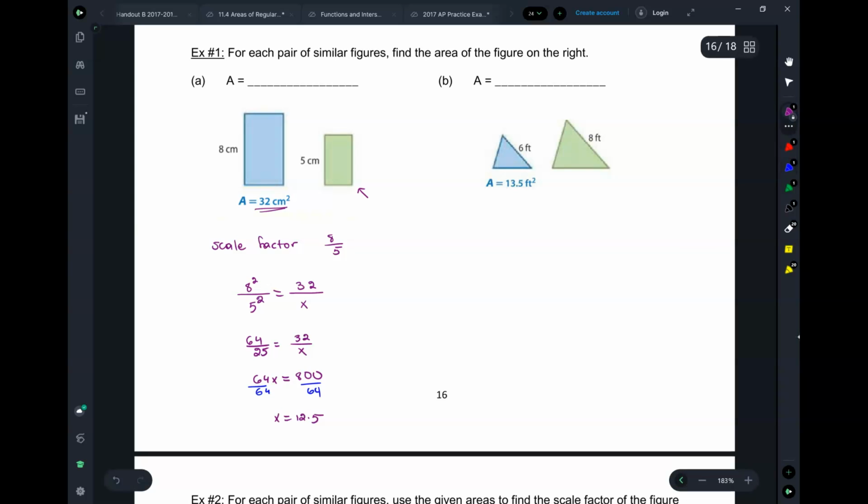Scale factor, 6 to 8, squared, is equal to one area over the other area. So now this is 36 over 64 is equal to 13.5 over x.